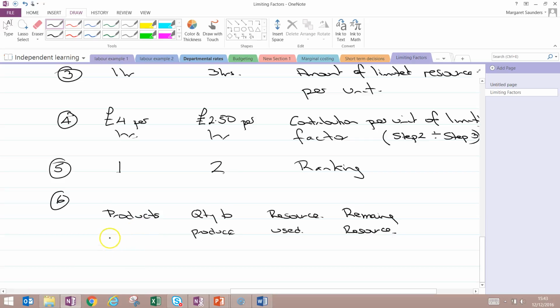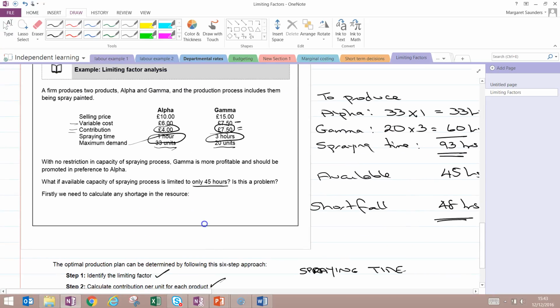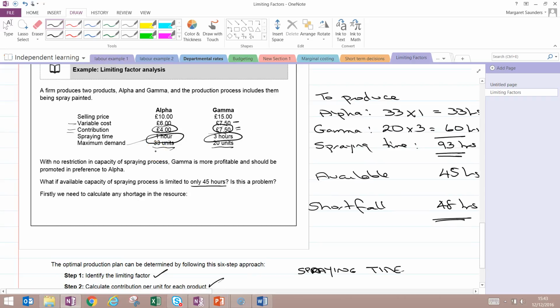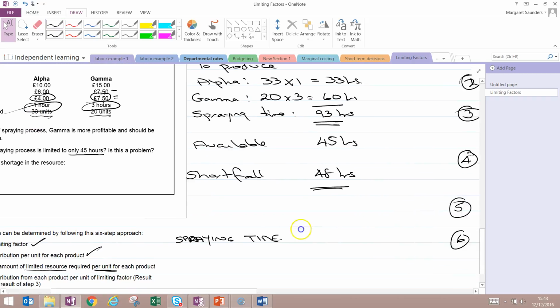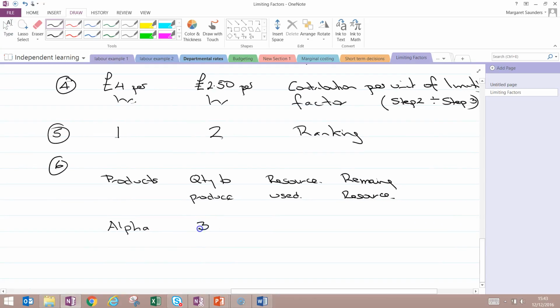So looking at products, we identified alpha as number 1, so we produce the alpha first. How many of them are we going to produce? We are only going to produce up to the demand. So if we go back to the information we have, the demand for the alpha is 33. So we will produce 33 units.